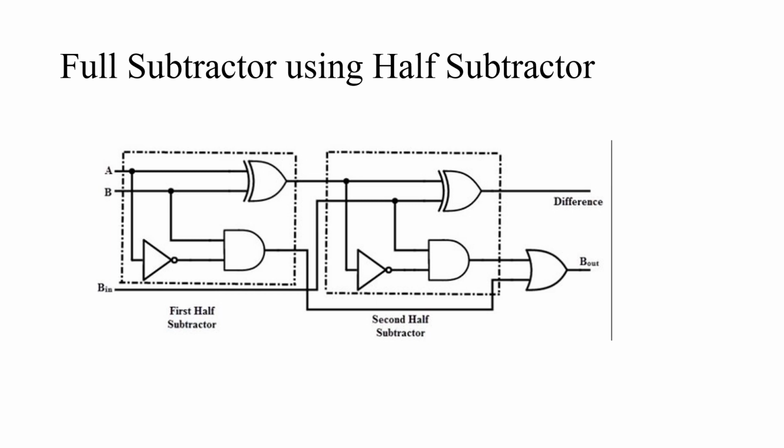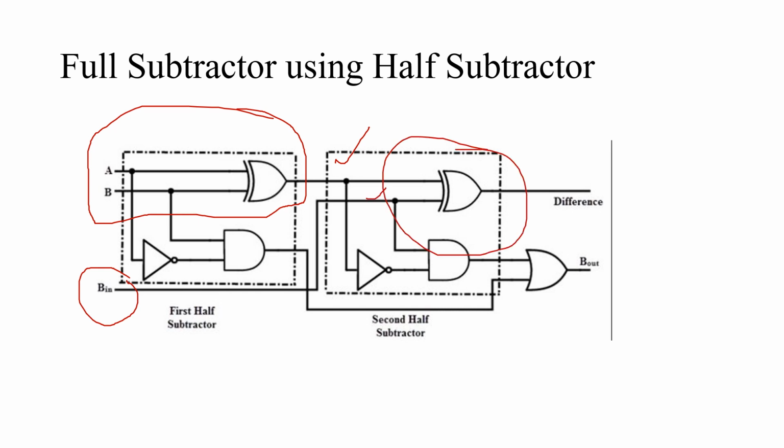Again, this is a circuit diagram of a full subtractor using two half subtractors. Again, see, this is the first half subtractor with two inputs. So this will give you A XOR B over here, and this Bin is coming as an input over here through this XOR gate, and you get the difference of all 3 bits, that is A XOR B XOR Bin. Similarly, we will get the Bout.